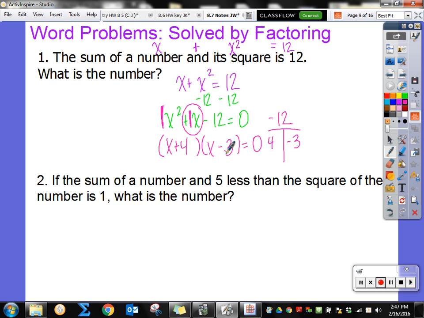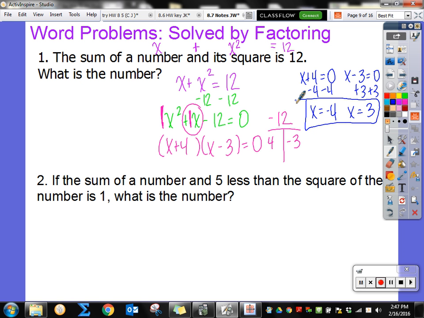And then what's the last step to actually get your two x values? Set them equal to 0. So x plus 4 equals 0. X minus 3 equals 0. So x equals negative 4. X equals 3. So those would be the two numbers that you could plug in and make it true. I guess it should probably say numbers.